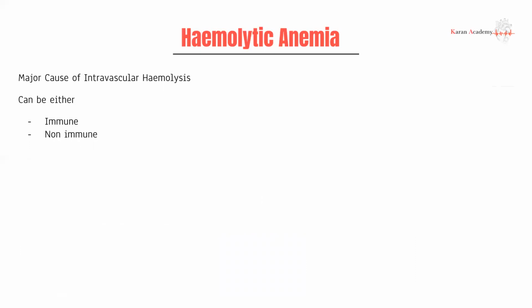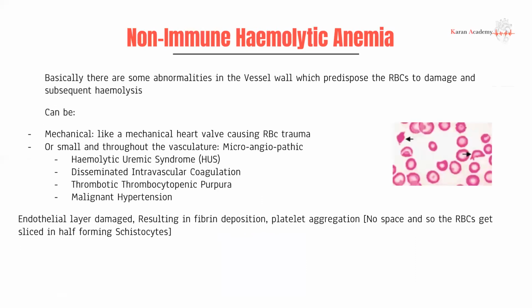In terms of intravascular hemolysis, you can either have immune or non-immune, depending on, obviously, the mechanism. With non-immune hemolytic anemia, you have some issue in the structure of the vessel that predisposes the RBCs to damage. Now, this can be a mechanical thing, like a heart valve, and every time blood flows through that, the RBCs undergo shearing and damage. Or it can be smaller things that are more widespread throughout the circulation, and this is called microangiopathic hemolytic anemia. That is what it stood for. MAHA, from 3 slides ago, stands for microangiopathic hemolytic anemia.